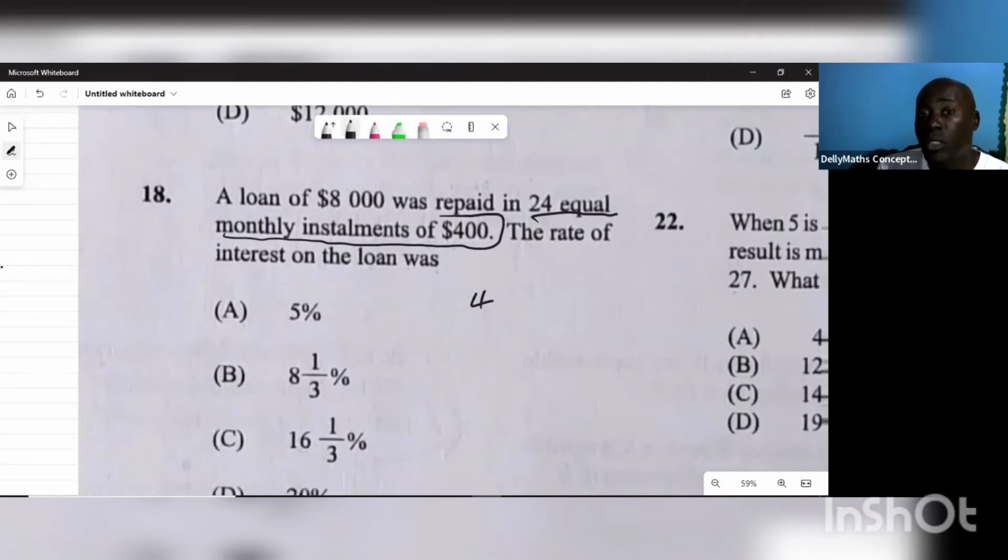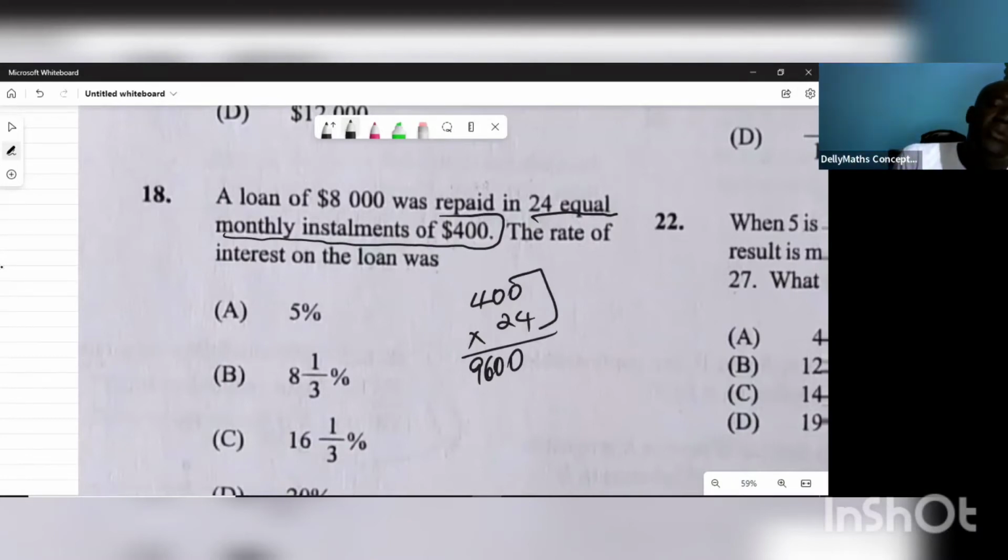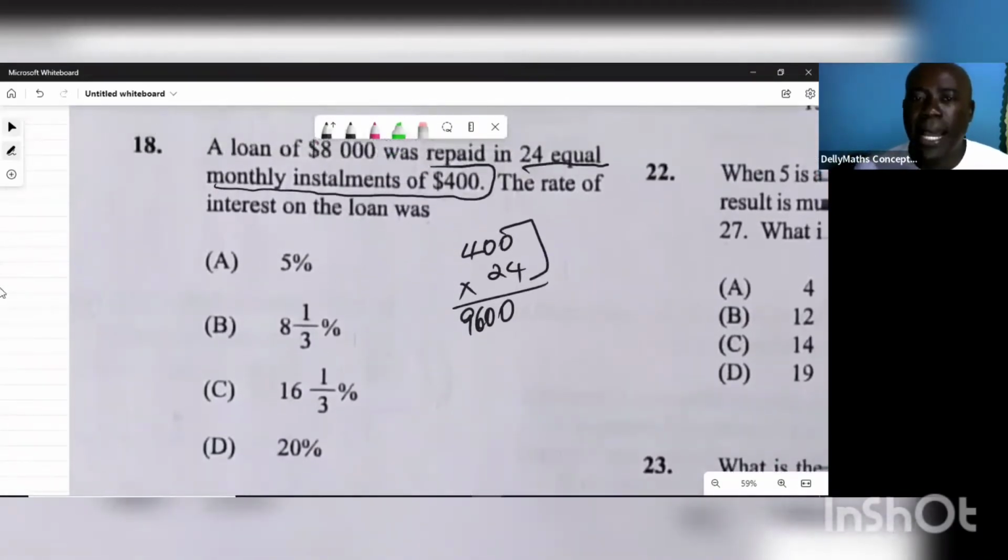So you need to work out, you need to find out this. When you multiply 400 by 24, you'll get your 9,600. When you multiply this out, whether you want to use the 4 and then add 2 zeros at the end, whichever way you do this, you are supposed to work it the way in which you are comfortable. So you get that. So now you're saying that I pay back this. Remember, this is not what you borrowed. This is what you paid back.